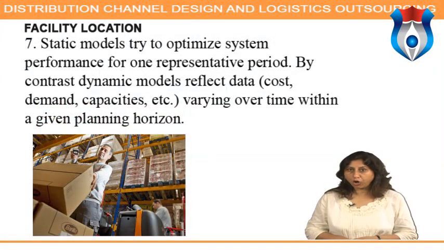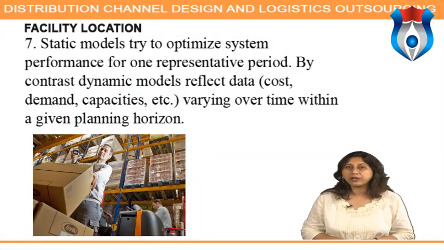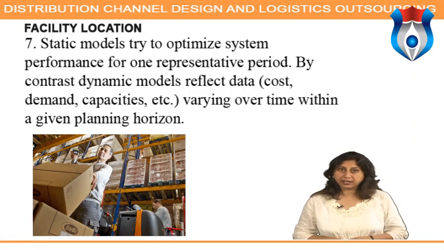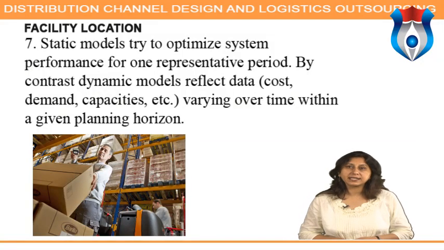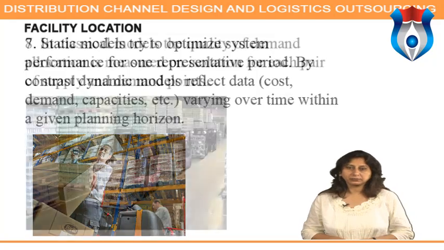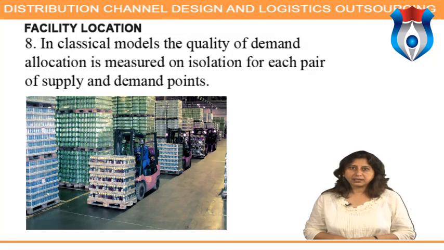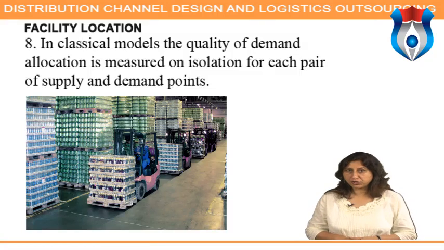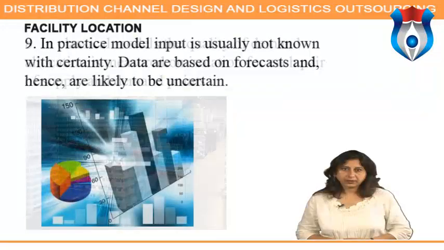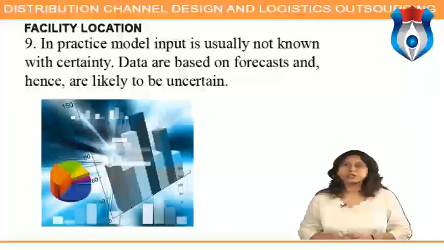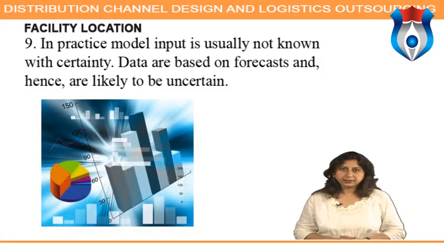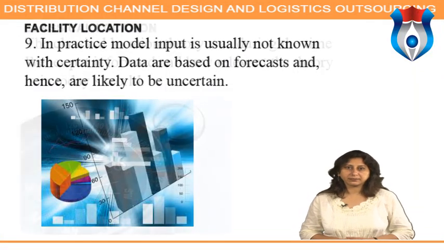Static models try to optimize system performance for one representative period. By contrast, dynamic models reflect data, cost, demand, capacities, etc., varying over time within a given planning horizon. In classical models, the quality of demand allocation is measured in isolation for each pair of supply and demand points. In practice, model input is usually not known with certainty. Data are based on forecasts and hence are likely to be uncertain.